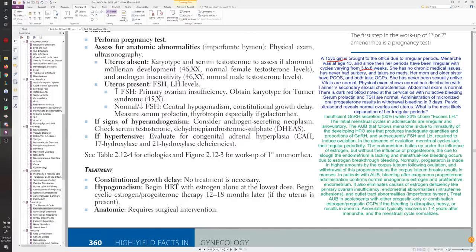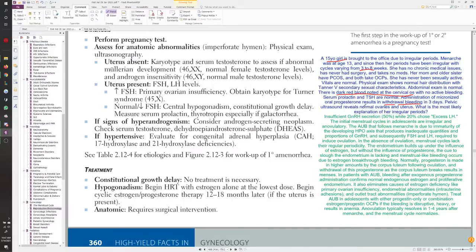Abdominal exam is fine. There is dark red blood noted at the cervical os with no active bleeding. So that could be something concerning because there shouldn't be any blood. So we'll highlight that. Dark red blood at the cervical os. Serum prolactin and TSH are normal. Administration of micronized oral progesterone results in withdrawal bleeding in 3 days. So they did the progesterone withdrawal test, and there was withdrawal bleeding.